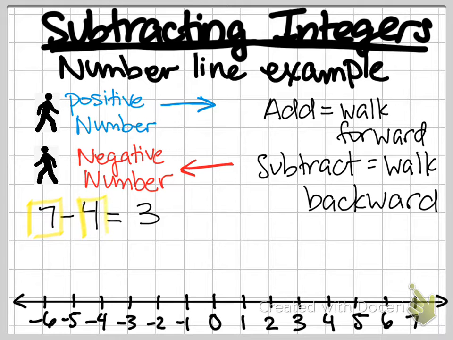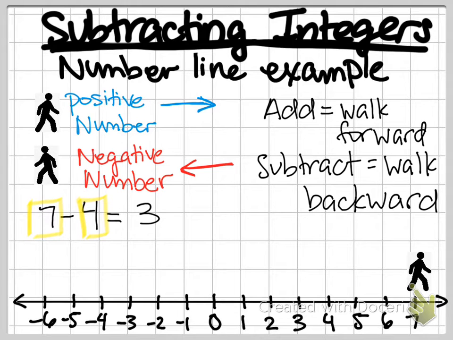The second number is going to tell us what direction the person is facing. So this 4 is positive, which means I'm going to copy this positive person who is facing the positive direction. And I'm going to place that person right above the 7. So you can see now we have a person right above the 7, which is our starting point.